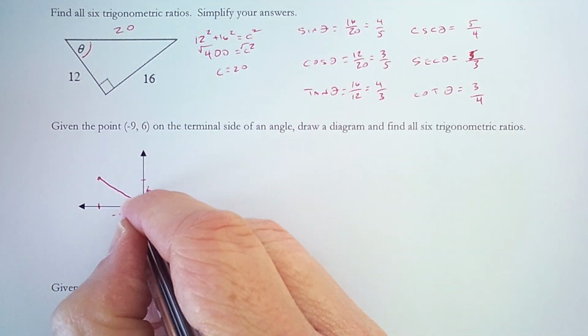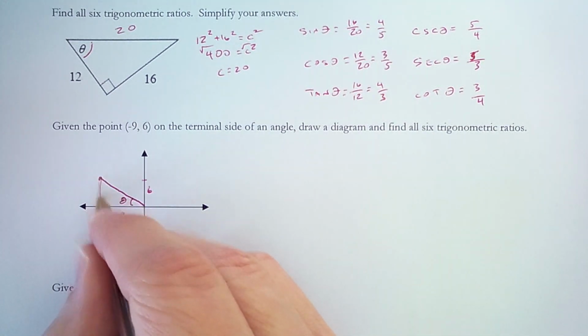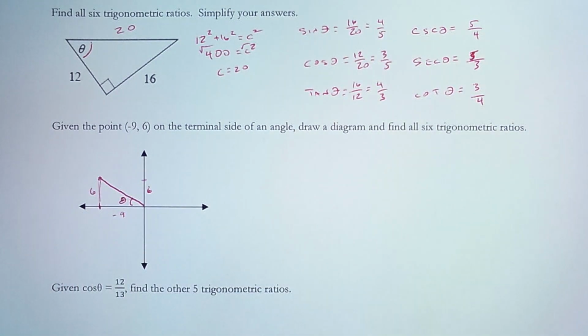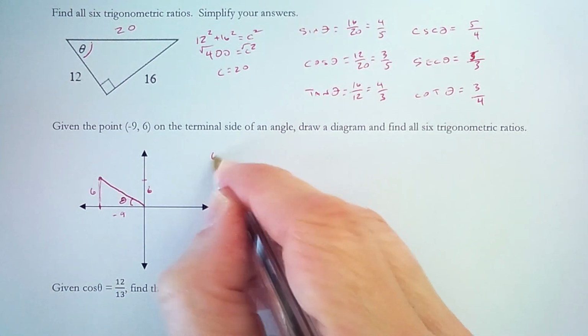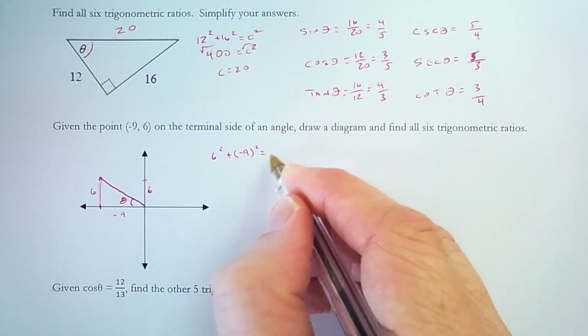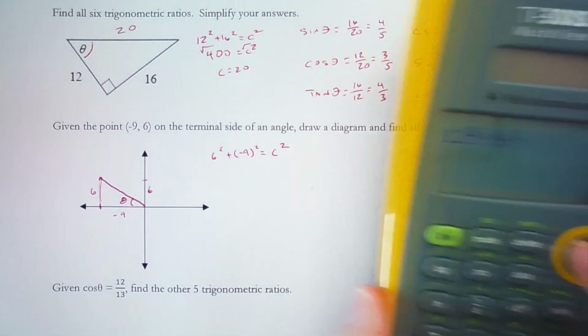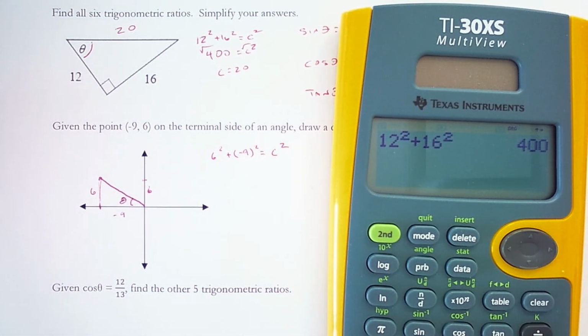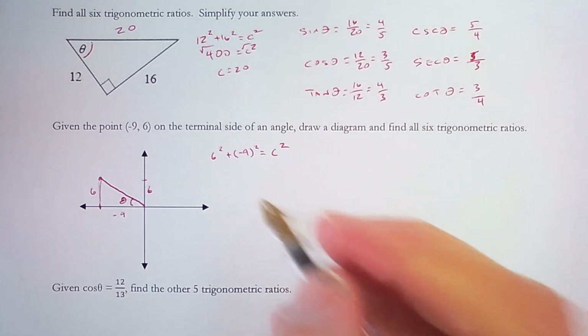So our reference angle is right here, so this is theta. We've got -9 here, we've got 6 here, and we're going to use the Pythagorean theorem to find the hypotenuse. So that's 6 squared plus -9 squared is c squared. Okay, so 6 squared is 36, -9 squared is 81, so that's 36 plus 81. That is 117.